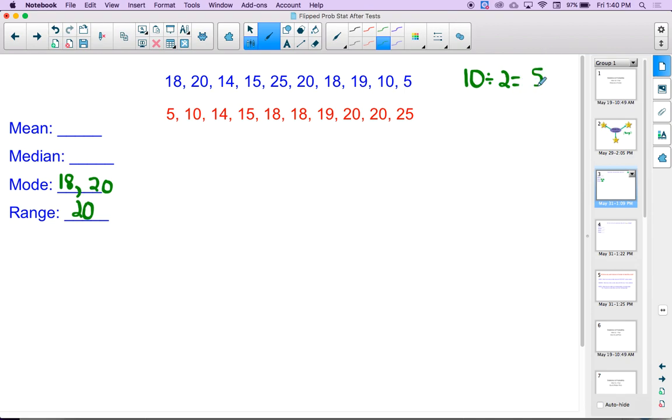Since this is a whole number, that tells me that if we count to 5, 1, 2, 3, 4, 5, and draw a line, we'll have 5 numbers in the lower half of the set and 5 numbers in the upper half of the set. So that tells me there are 2 middle numbers. If we would get a decimal, we'll see how we deal with that differently in the next slide. But since we got a whole number, count up 5, draw a line between them, and those are my 2 middle numbers. Add them together. 18 plus 18 is 36. Divide that by 2, and you get 18. So that is my median, 18.